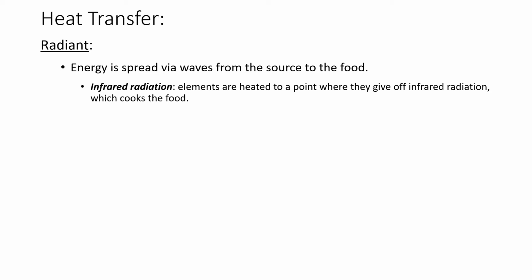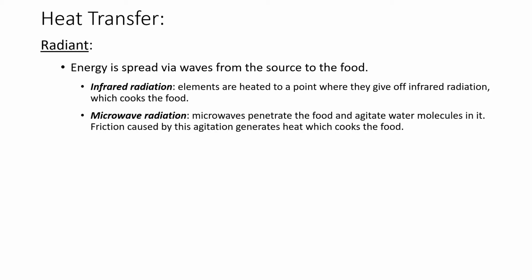There are a couple of examples of radiant heat transfer. Infrared radiation, where there are elements that are heated to a point where they give off infrared radiation. This cooks the food. And there's microwave radiation, where microwaves penetrate the food and they agitate the water molecules. They get the water molecules to move synchronously with the waves of the energy that's being emitted into the food. And then as the water molecules are moving, they generate friction and they start to heat up. And this is what's cooking the food.